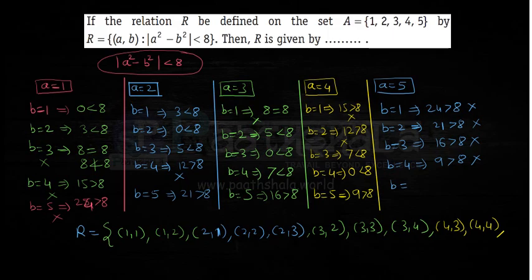For B equals 5, we can see 5 square minus 5 square, that is 0, which is less than 8. Hence it is a valid pair. So the last pair is the (5, 5) pair. So this is the relation which satisfies the given condition: the absolute difference of their squares is less than 8 on the set A = {1, 2, 3, 4, 5}.